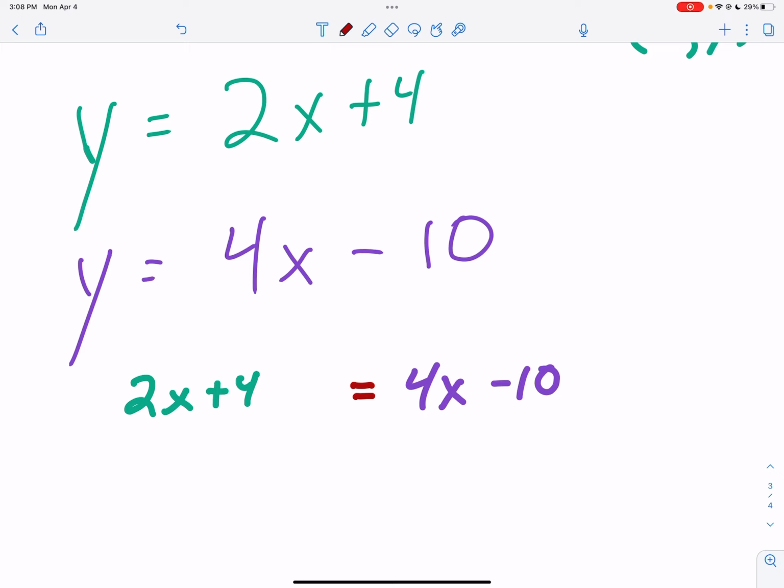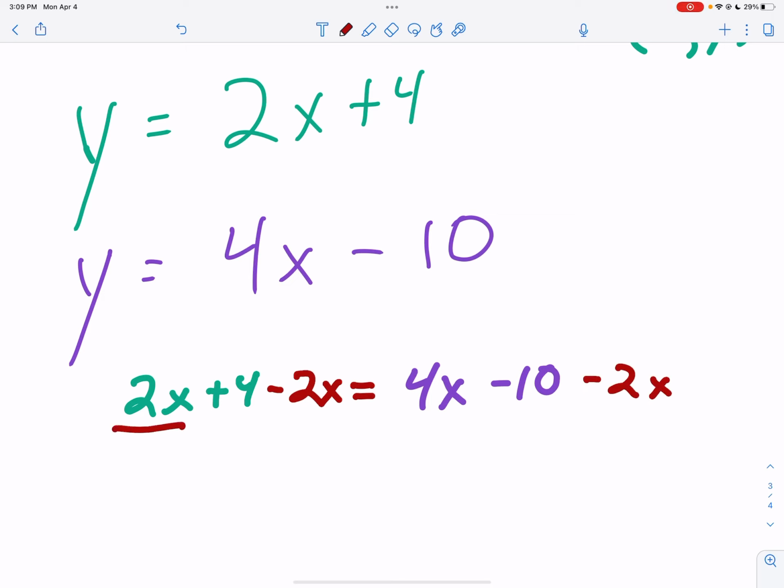So me, personally, I notice I have more x's on the right side. So to avoid having to do a bunch of fixing negatives, I'm going to try to get my x's on my right side and everything else on the other side. So let's go ahead and, I don't want this 2x on my left side if that's my goal. So I'll subtract 2x from both sides.